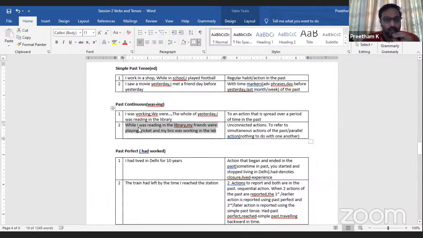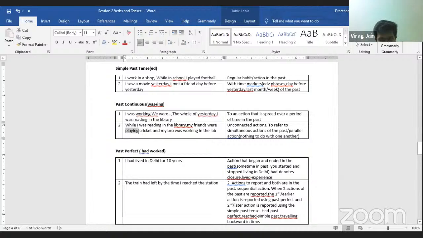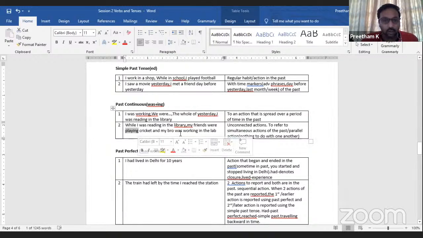So when they are focusing on all three past events, while one past event is happening, what was happening with the other two past events was continuing past tense. Okay, that is past continuous tense. That is, while I was reading, my friends were playing and my brother was working in the library. So this is what we call past continuous tense.